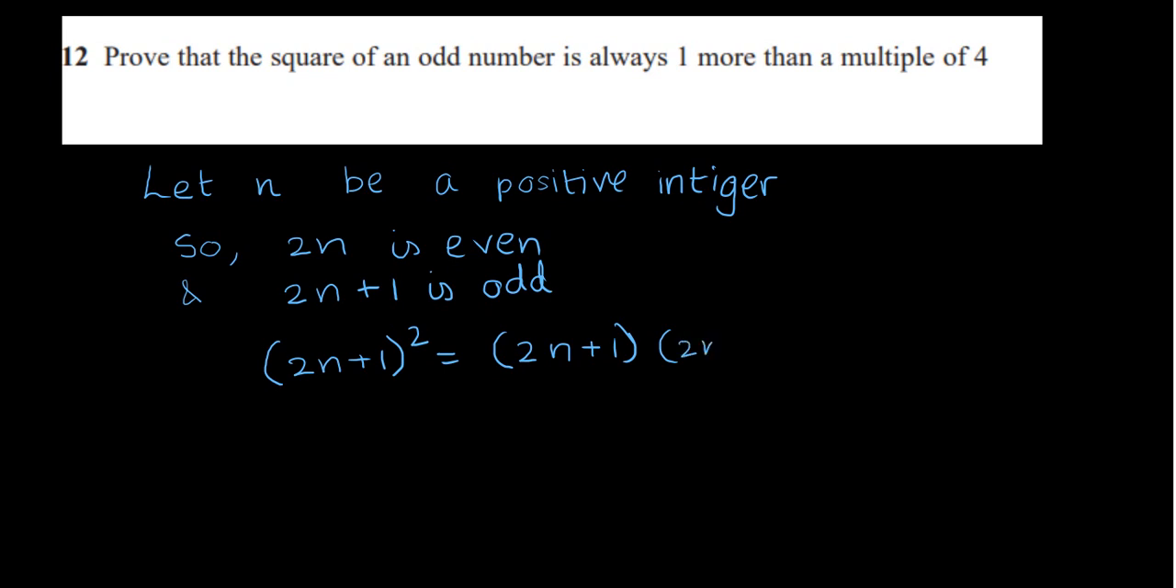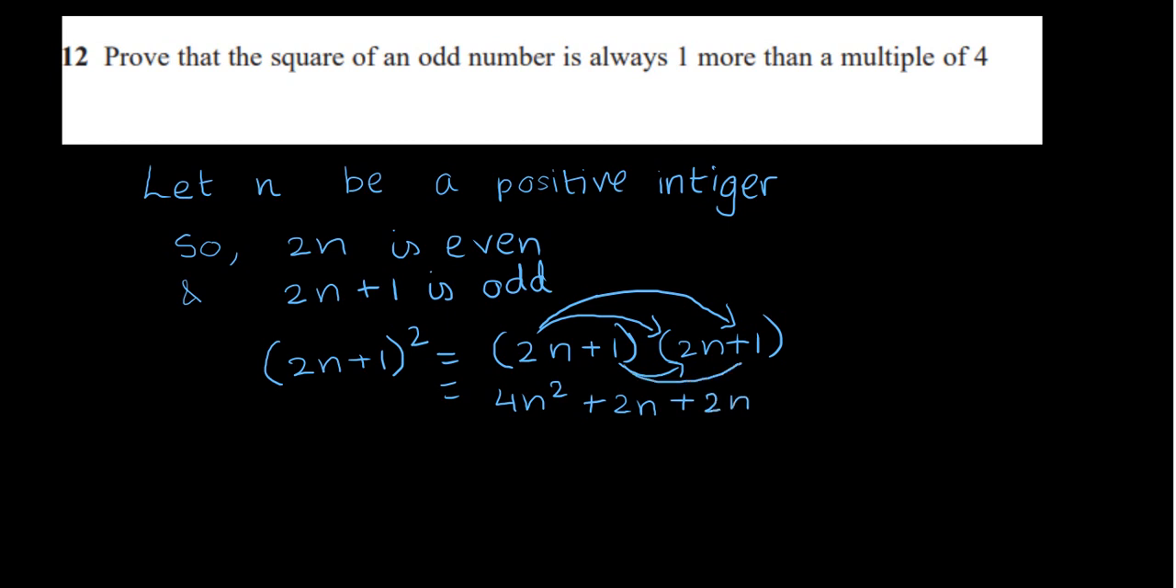Let's expand the bracket. So 2n times 2n is going to give me 4n squared, and I'm going to do 2n times 1 plus 2n, and I'm going to do 1 times 2n, that's another 2n, and I'm going to do 1 times 1 plus 1. So that'll be 4n squared. You can add the two 2n's to give you 4n plus 1.